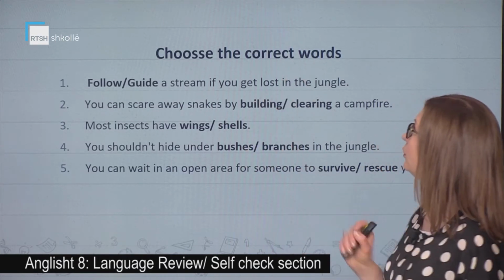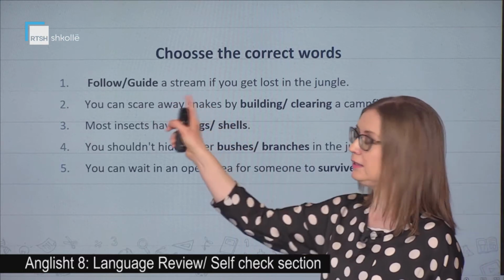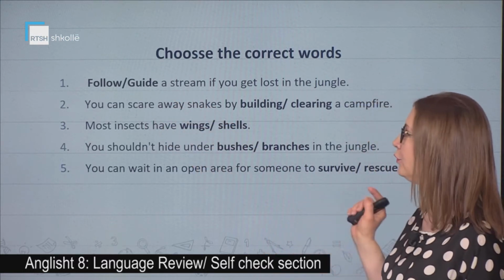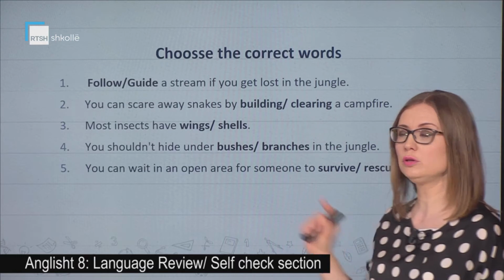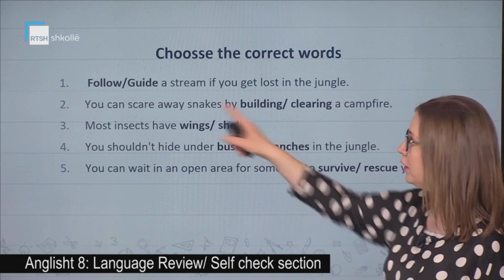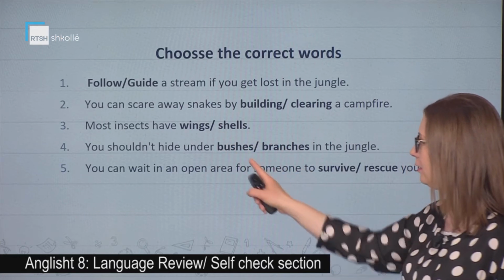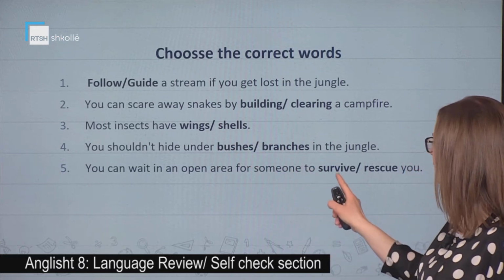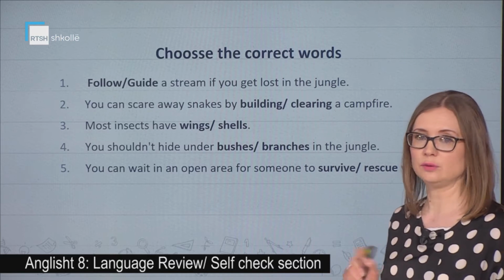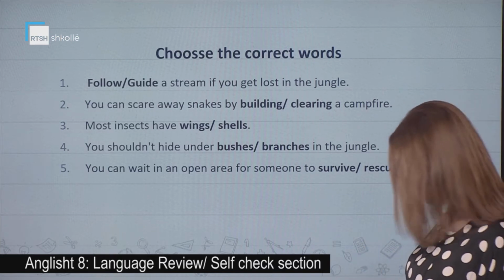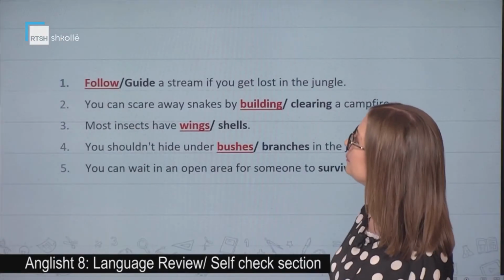We have to choose the correct words. So, in each of the sentences, we have 2 words to choose one of them. We have follow or guide, building or clearing, wings or shells, bushes or branches, survive or rescue. So, be careful to choose one of them.